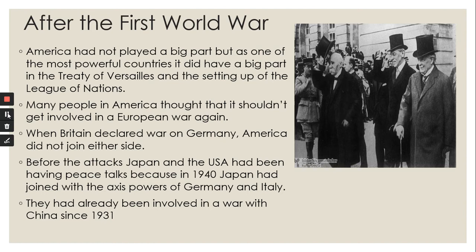And before the attacks, Japan and America were actually having peace talks because in 1940, Japan had joined with Germany and Italy. So Japan has now got very powerful friends in Nazi Germany and the nationalistic regime of Mussolini over in Italy. And they'd already been involved in a war with China. Okay, so the Japanese are quite scary.